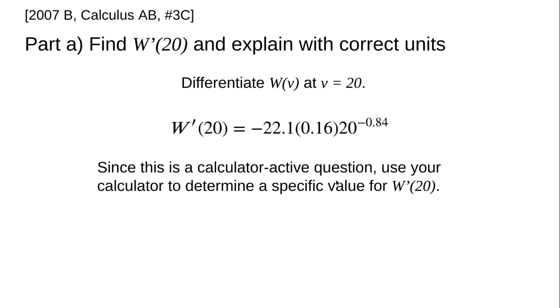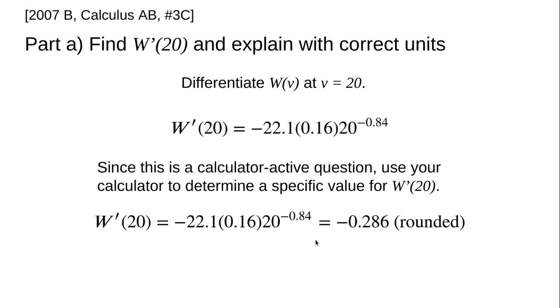We could leave it as the expression above, but it might be a little bit unwieldy later if we need that value. So for the time being, we'll just use our calculator to get a number for this, and then we can use that number later if we need to. So when we plug it into our calculator, we determine that W prime of 20 is approximately negative 0.286.